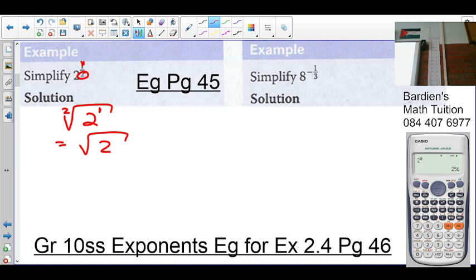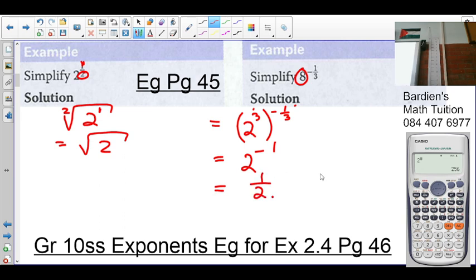Let's look at 8. What can happen to 8? It can be written as 2 to the exponent 3, raised to the exponent negative 1 over 3. You all agree with that? See anybody that's confused? No? So you've got 2. What is 3 times negative 1 over 3? Negative 1. And 2 to the negative 1 can be written as 1 over 2.